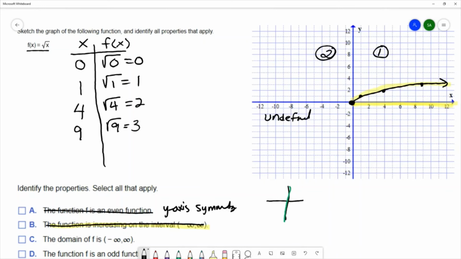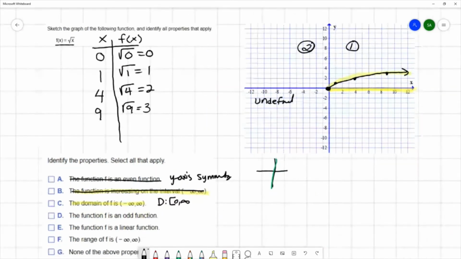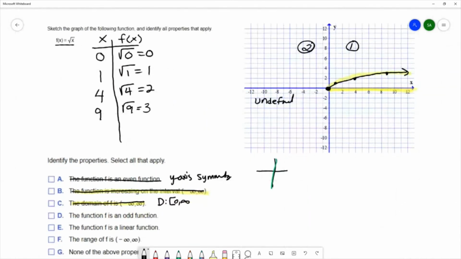As I mentioned just a moment ago, the function is defined from 0 to infinity. So this next property that says the domain is from negative infinity to infinity is also not true. Our actual domain for this function is from 0 to infinity. So we would not select this property.